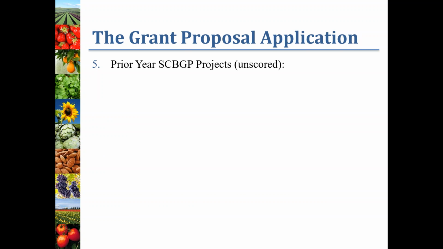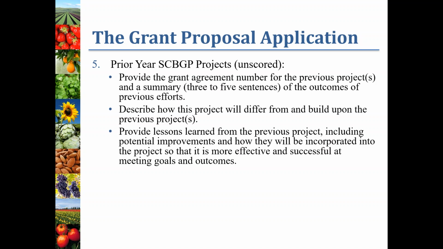Question 5, prior year SCBGP projects, is a multi-part question and is unscored. If your project builds on a previous SCBGP project, include the following. The grant agreement number for the previous project or projects and the outcome from those projects. How the new proposal is different from and builds upon previous work. And provide lessons learned from the previous project or projects.